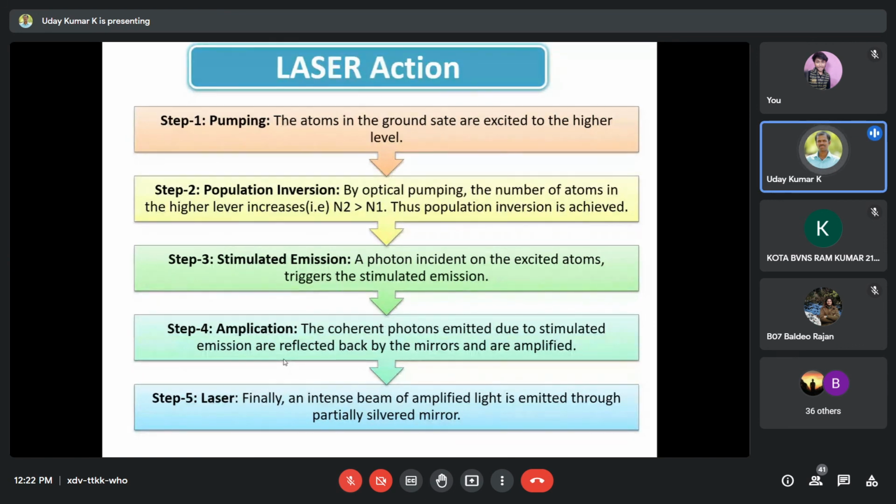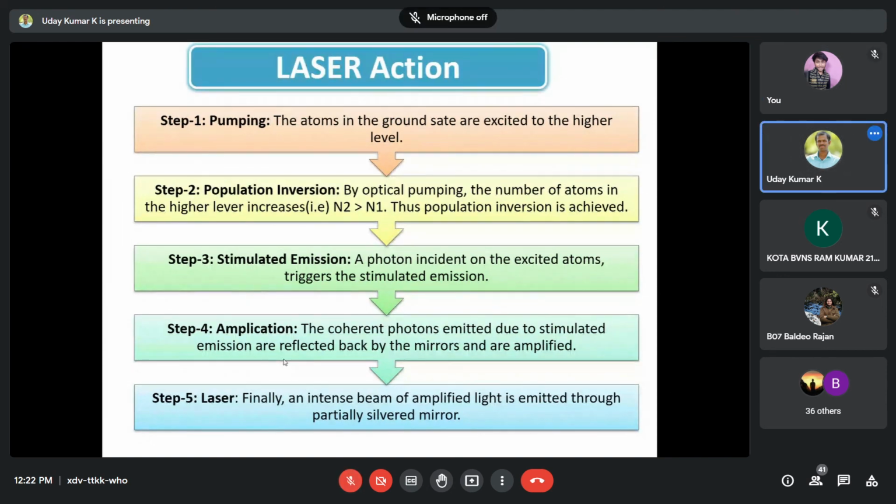So there are 5 steps. Pumping first, next population inversion, third stimulated emission process, fourth amplification, and then finally you get laser light. Is this clear how you get the laser action? Is that clear?